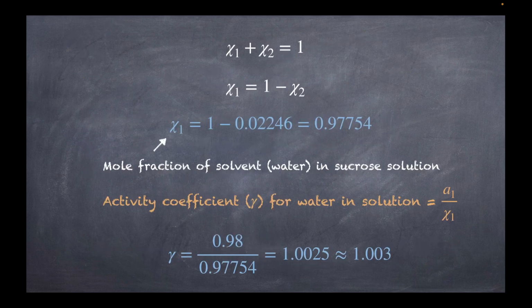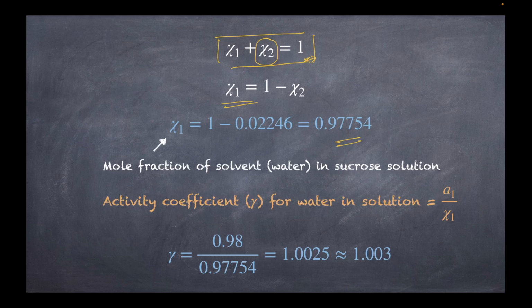So in our solution we know that the total mole fraction, that means the mole fraction of solute and the mole fraction of solvent, summation of all these mole fractions will be equal to 1. So we know chi1 plus chi2 will be equal to 1. We know the value of chi2. Now we can get the value of chi1 from this expression. Chi1 will be equal to 0.97754. So this is the mole fraction of solvent, that means water, in the sucrose solution.